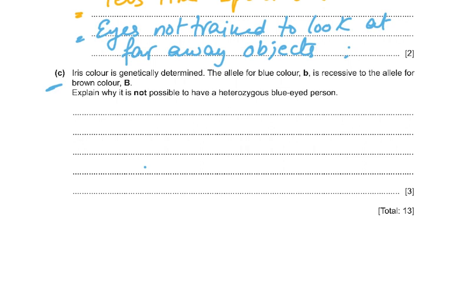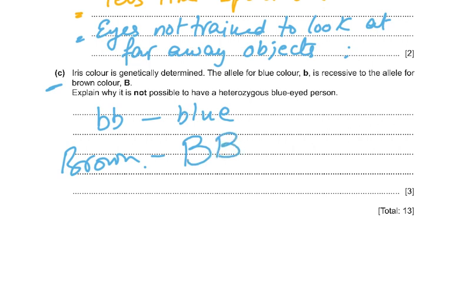Iris color is genetically determined. The allele for blue color small b is recessive to the allele for brown color big B. Explain why it is not possible to have a heterozygous blue-eyed person. So if the allele for blue color is small b, so people with small b will be blue-eyed. Brown-eyed people will be what? Brown-eyed people can be capital B, capital B, or capital B, small b. Because why? It's a dominant allele. That's what's given in the question.